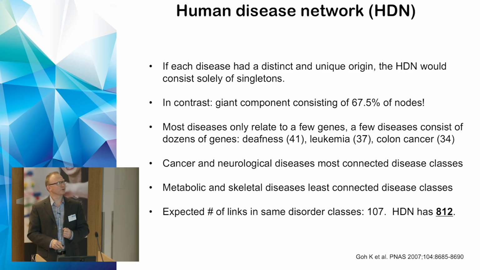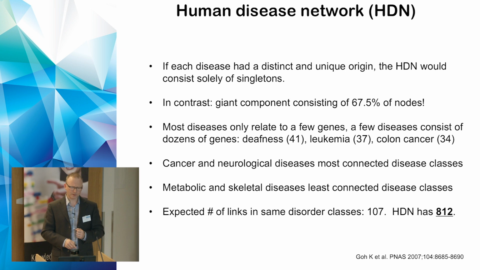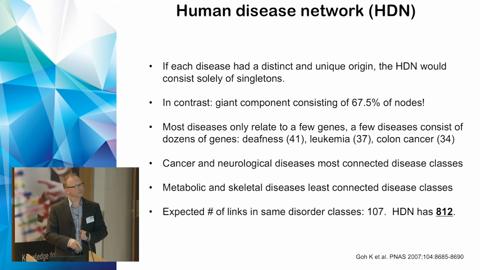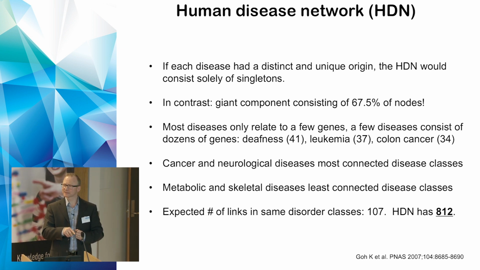Some properties of the human disease network. The giant component is, as I said, about 2/3 of the network. Most diseases only relate to a few genes, and a few diseases consist of dozens of genes, and these are the biggest ones. And the most connected disease classes are cancers and neurological diseases.